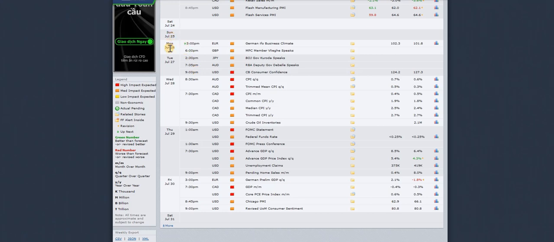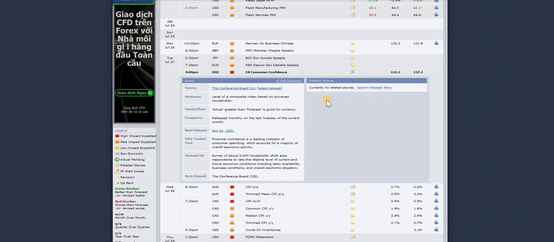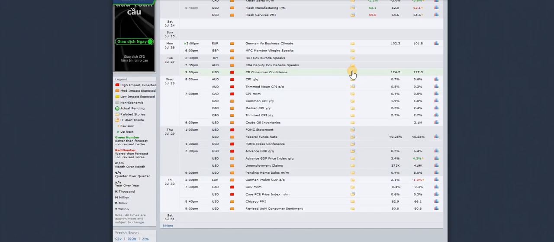Now, Monday, nothing much to get concerned about. Tuesday, CB consumer confidence, I'm not even sure what that is. If you're on this, you just click over here on this little envelope looking thing, it opens up and tells you what the actual news is about and what's expected. All right, so Wednesday we probably get into it. CPI numbers out of Australia, which affect the Aussie dollar. Obviously, CPI out of Canada also that same day.